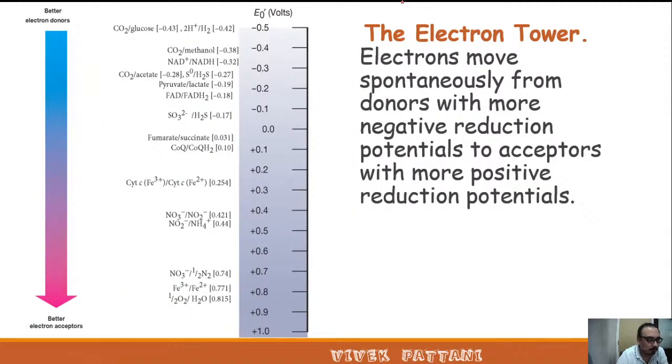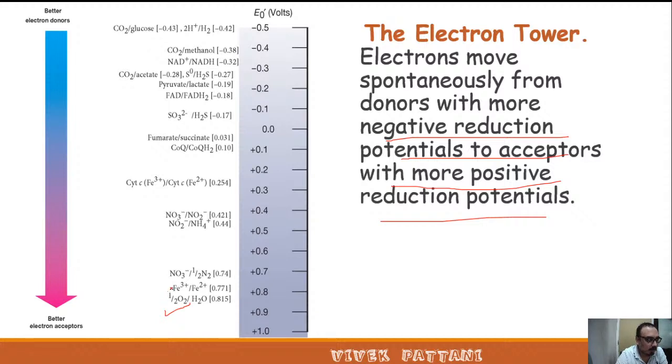So this is an electron tower, showing which compounds can be better electron donors or better electron acceptors. Electrons move spontaneously from donors with more negative reduction potentials to acceptors with more positive reduction potentials. As I told you, oxygen is the terminal electron acceptor, so it is the best electron acceptor given here.